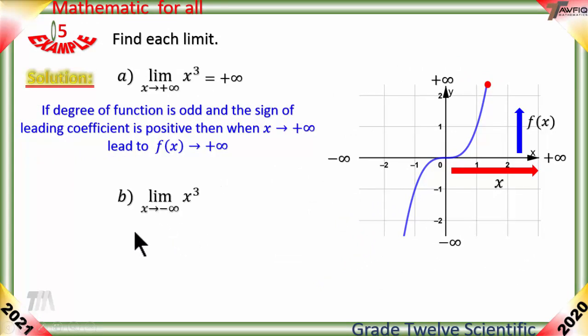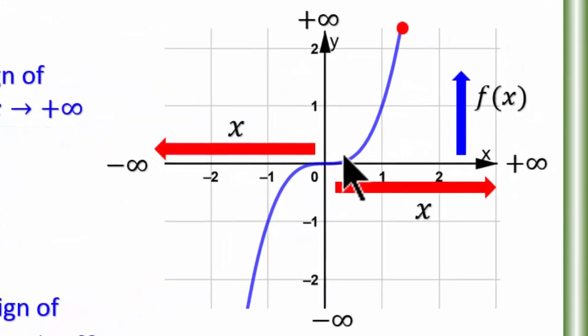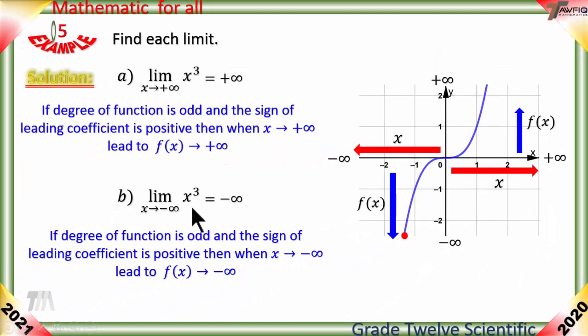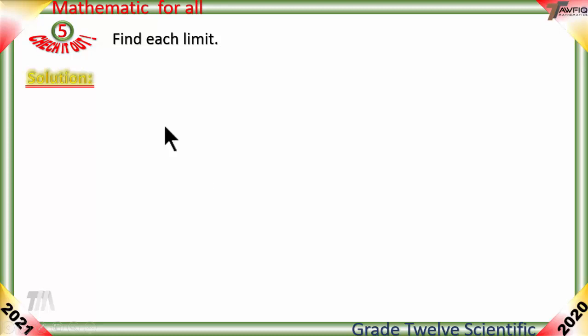B. Limit as x approaches negative infinity of x cubed. Because the degree is odd and its coefficient is positive, this limit approaches negative infinity. As you can see here, when x approaches negative infinity, the function goes to negative infinity too. That means this limit is equal to negative infinity.